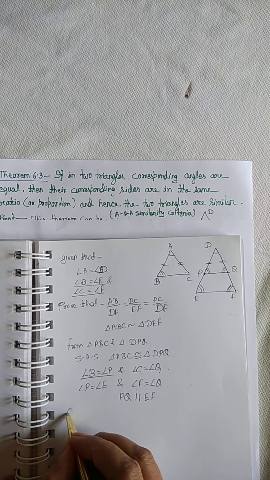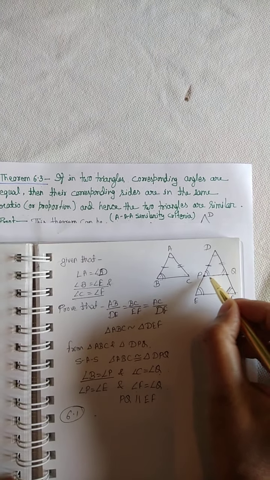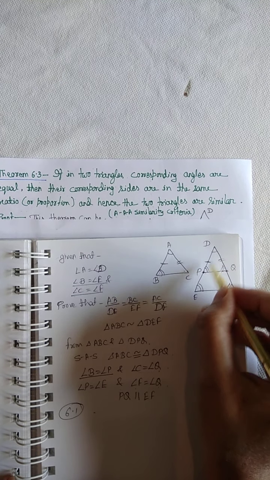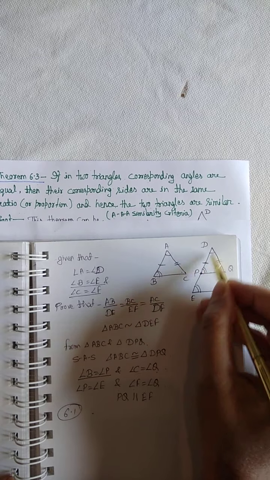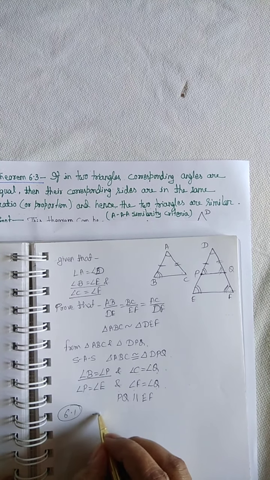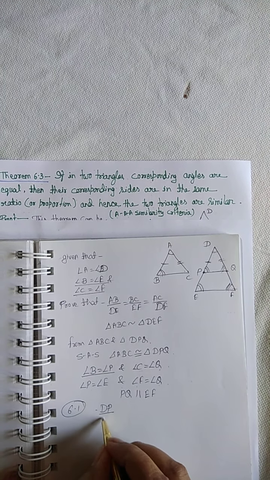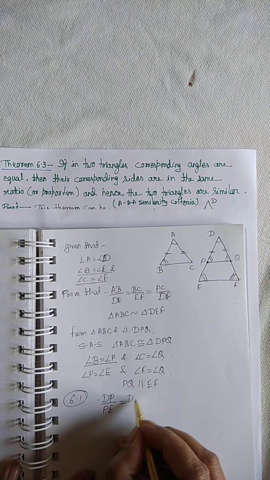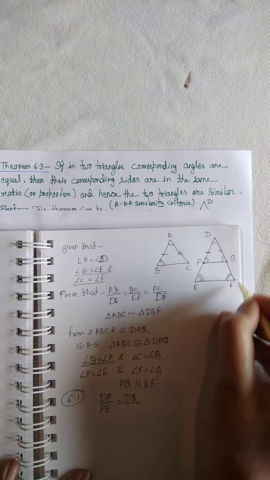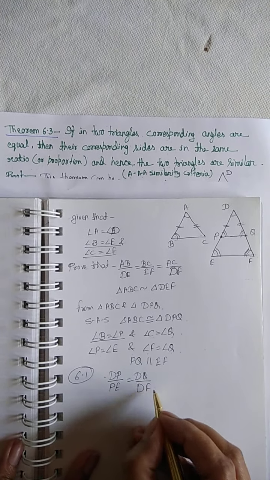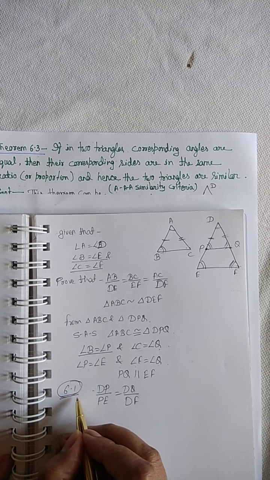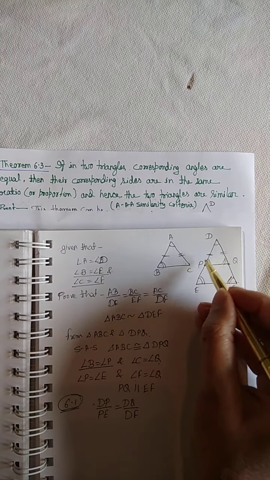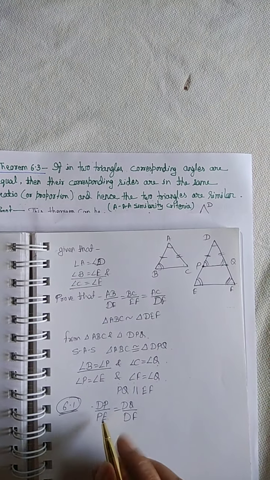So as per theorem 6.1, if two lines are parallel, their corresponding sides are in the same proportion, that means DP by PE equals DQ by QF. If you don't know about theorem 6.1, you can see my previous video where I explained theorem 6.1.